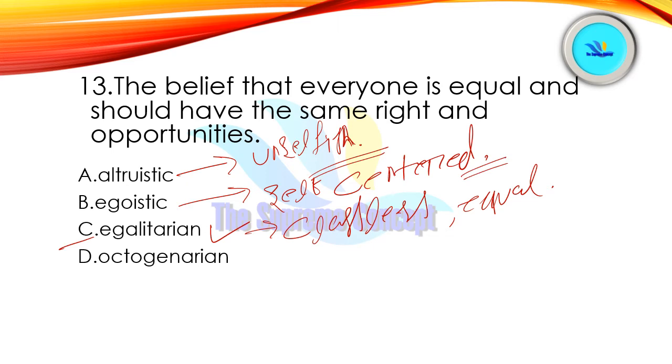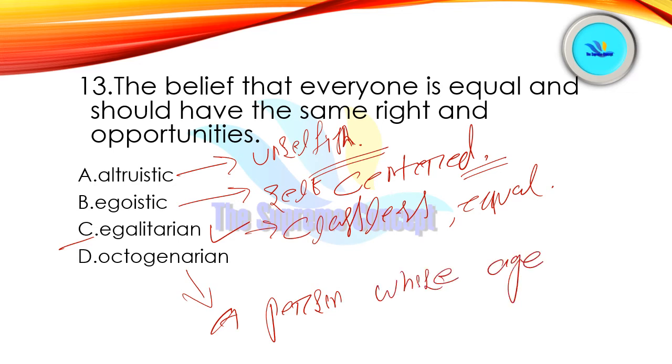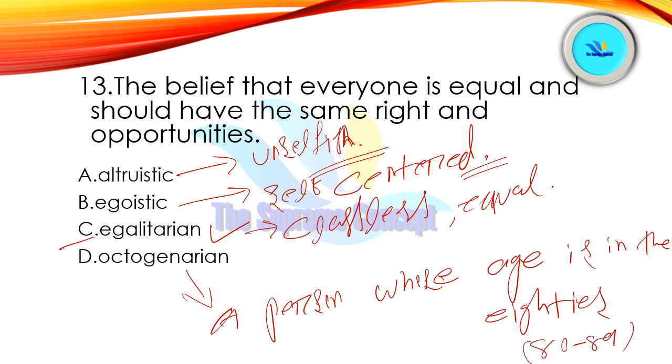Right. So then we have octogenarian, which means a person whose age is in the 80s. Yes, that is in between 80 to 89 years old. So our correct answer to this question was egalitarian.